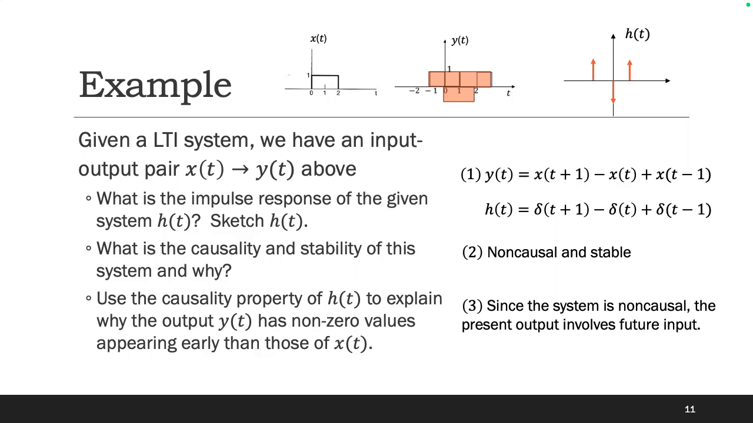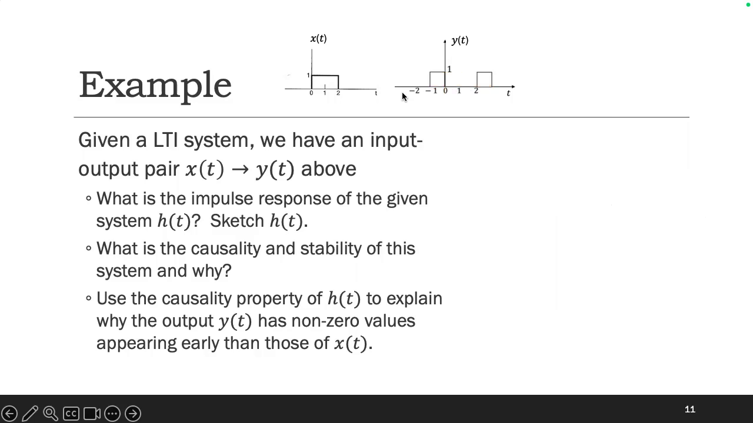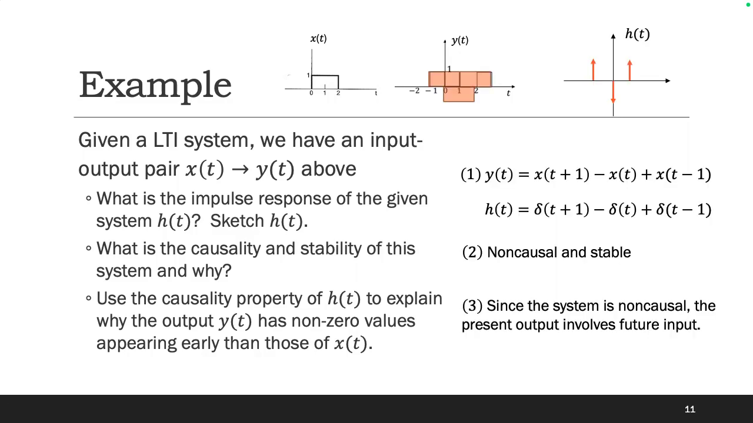You can review it, but we have similar questions in the midterm too, and I will give you an input and let you represent the output using the input and find the impulse response. Similar thing. Okay, any questions so far? Okay. Good luck for the midterm too. You can prepare a one-page cheat sheet. Okay.